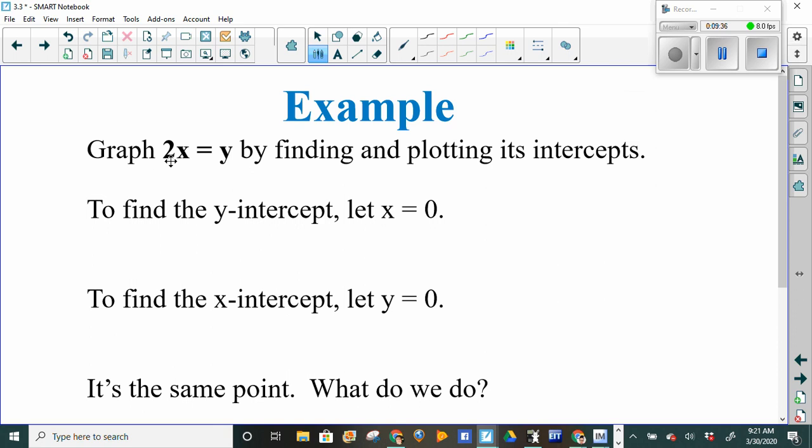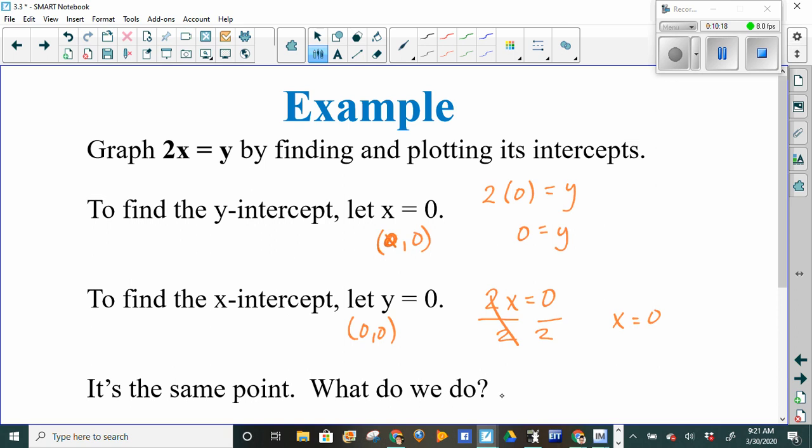So now we're going to graph 2x equals y by finding and plotting its intercepts. So to find the y-intercept, let x be 0. So if x is 0, 2 times 0 is 0, so y is 0. So when x is 0, y is 0. So that's the origin. Well, what do you think is going to happen if they say let y be 0? So I got 2x equals 0. So I divide by 2. Remember, when you divide 0 by 2, your answer is still going to be 0. So again, I did the equation and I have the same point.